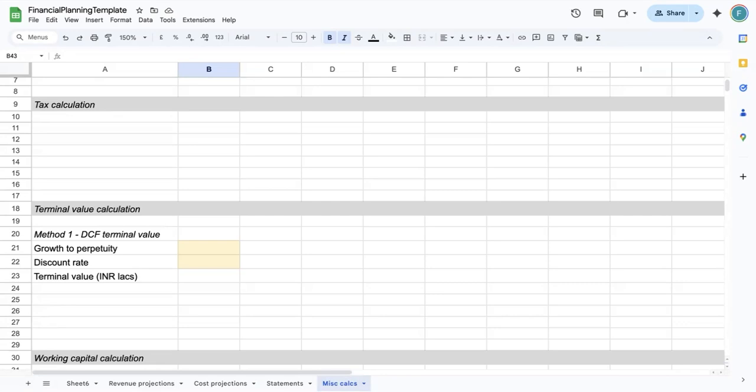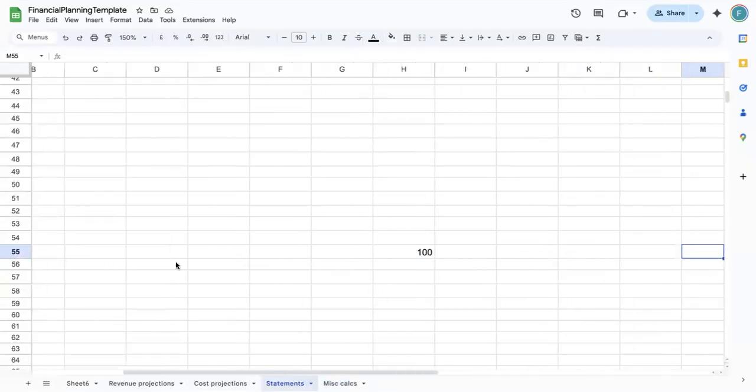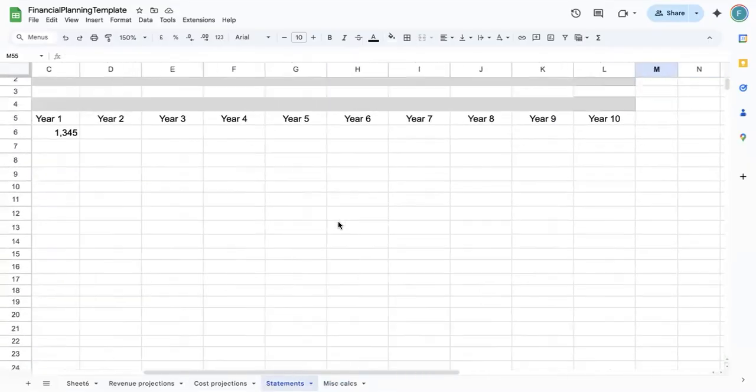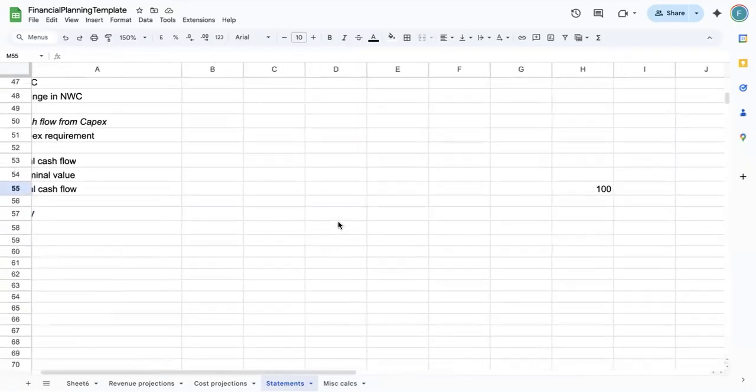How would we link a formula? In the sense, let's say you are calculating a terminal value here through something. Now, in your statements, what you would do is your final cash flow, if you're projecting till, let's say, year 10, just column L.